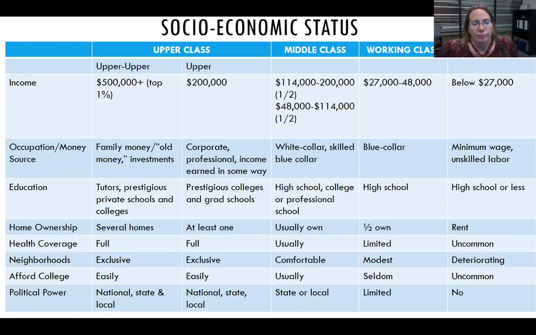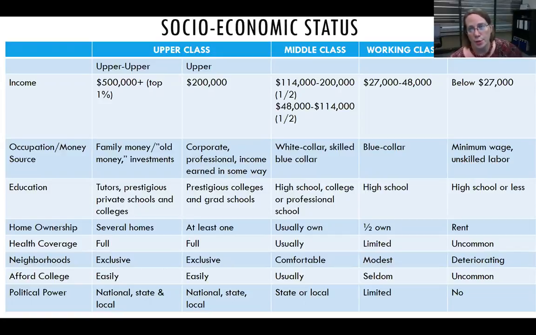Modest neighborhood. They seldom afford college. This is not normally a priority. If, for example, you're making 48,000 and you have two kids, it's not a great amount of money. You might be doing okay, but there's not a lot extra. And then political power is limited.